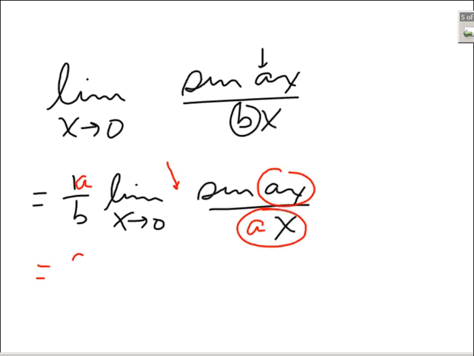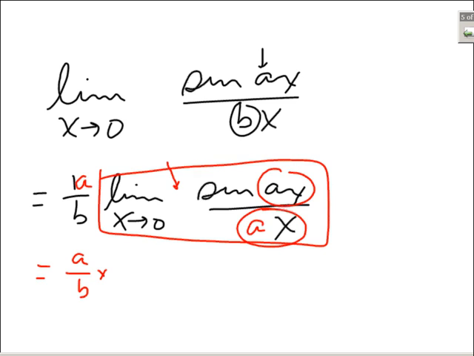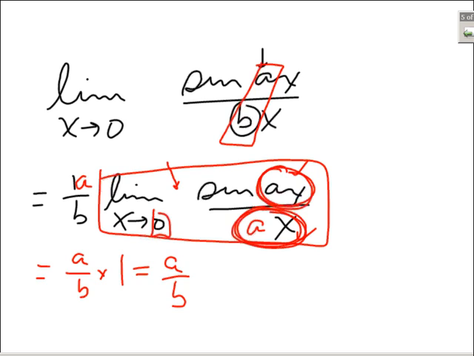Okay. So we have A over B times this limit. But that limit is 1. Why? Because both of these are exactly the same, and when x is 0, both of these equal 0. The final answer is A over B. It's just that. You want to put numbers in, you put numbers in. Wherever you see A, put 3, and wherever you see B, put 4, for example. 3 over 4.